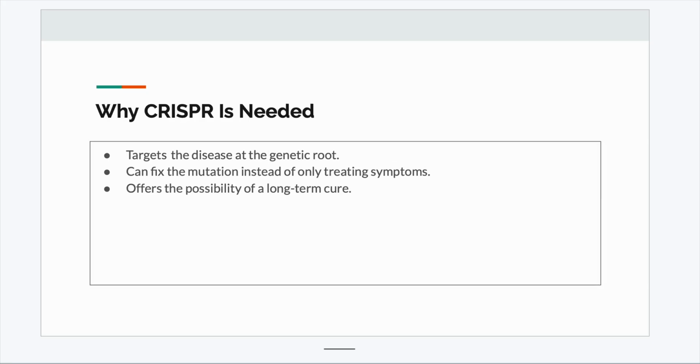Why CRISPR is needed. Current treatments for sickle cell disease mostly manage symptoms, but they don't fix the actual genetic cause. CRISPR is exciting because it can target the exact mutation that causes the disorder. Instead of treating the pain crisis or the anemia, CRISPR aims to correct the DNA itself. That opens the possibility of giving patients a long-term or even permanent solution.